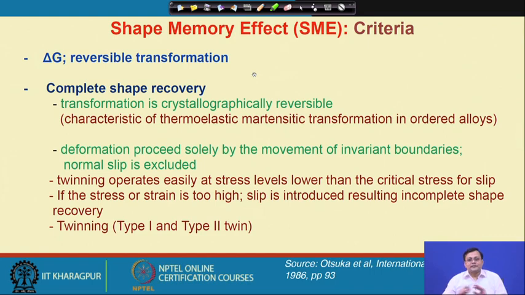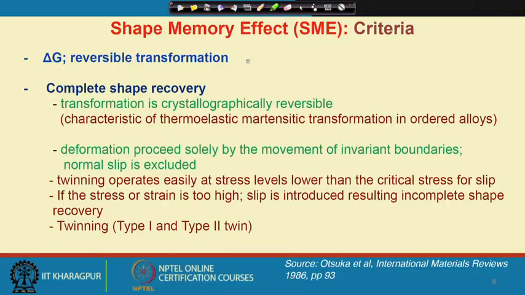So, now if I summarize this whole shape memory effect, then we can easily understand that there should be a net decrease of the free energy of the transformation. What I want to mean is that if we take a martensite, deform it, and after deformation heat it again, then it will be an austenite. So, for this net transformation there should be a decrease in the free energy, okay.